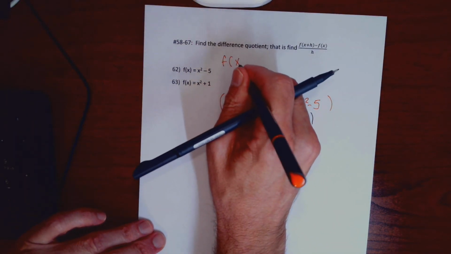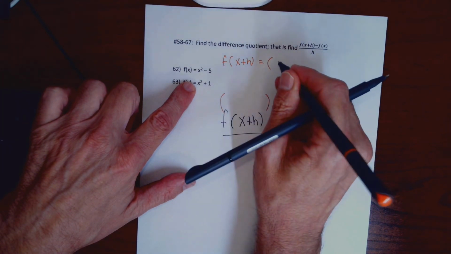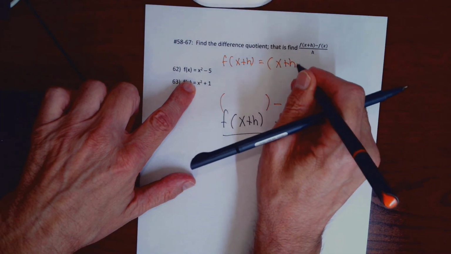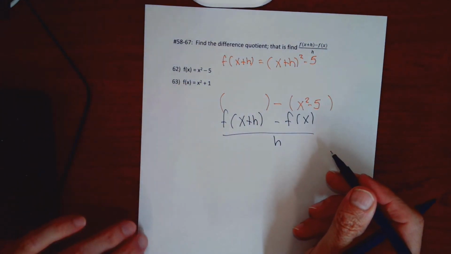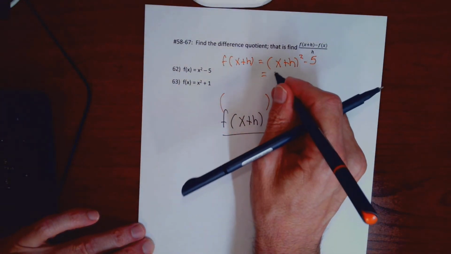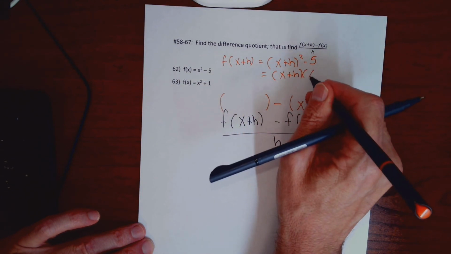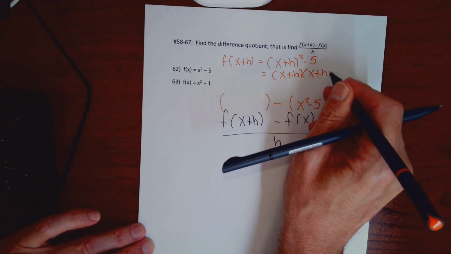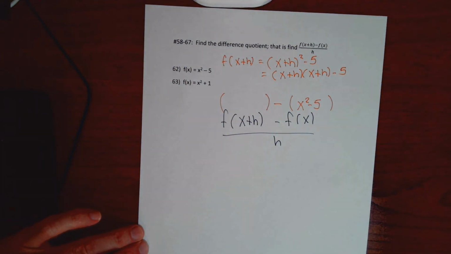F of x plus h is what you get when you change the x in the original problem to x plus h. You do this all the time in calculus, x plus h quantity squared. Super, super common to do. In fact, if you take calculus and do it enough, you're going to memorize what this foils into. X plus h squared can be written as x plus h times x plus h.